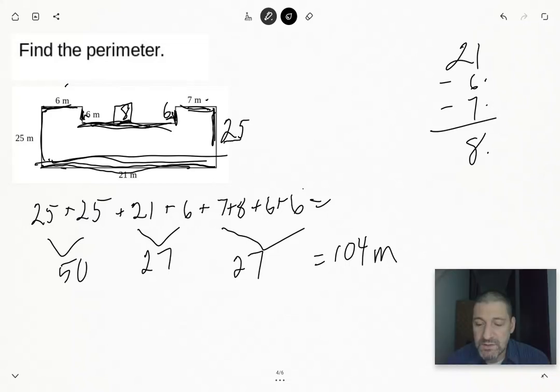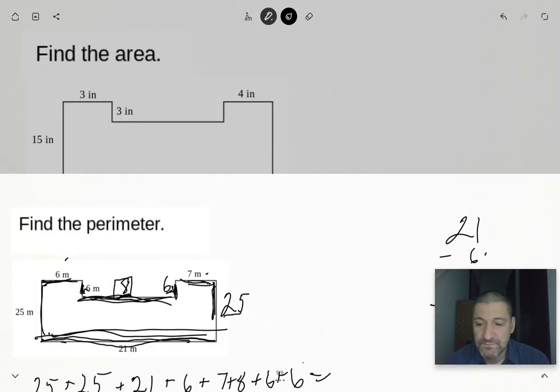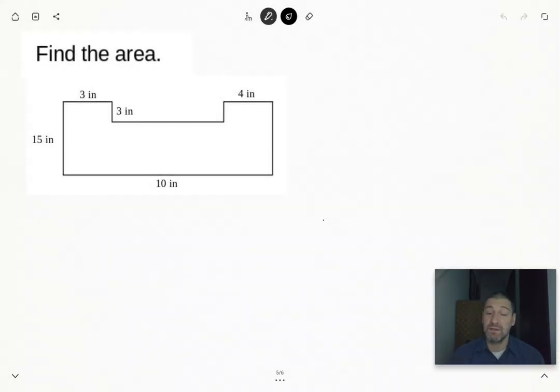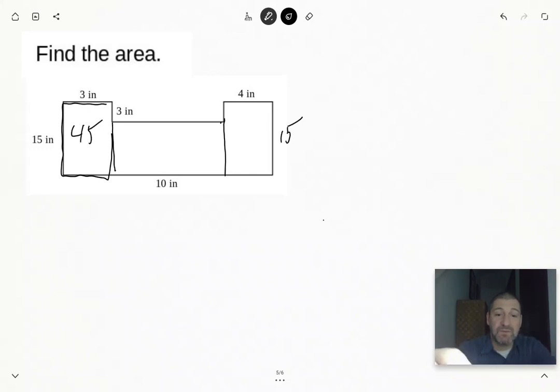Okay, almost done here. Okay, so the area, again, area means dividing into different rectangles. So I would just draw a line here and a line here. So this would be 3 times 15 or 45. Again, that's 15 because the other side's 15. So 4 times 15 would give us 60.